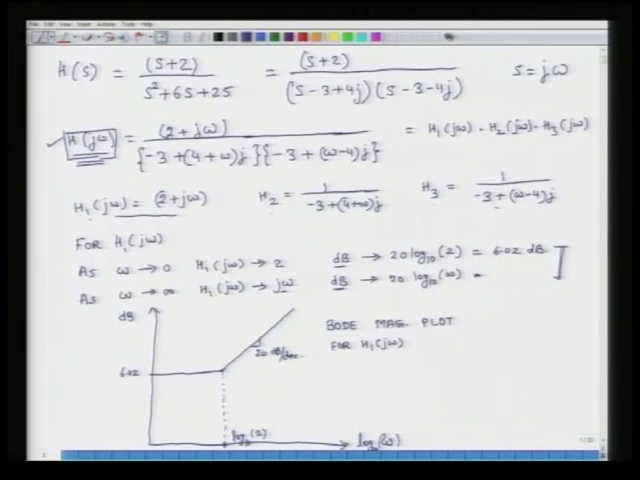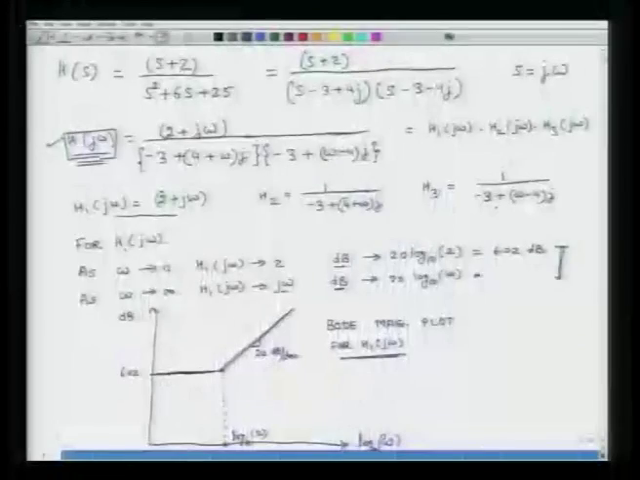So this is my high frequency asymptote, and this is my low frequency asymptote. So this is my Bode magnitude plot for H1 of j omega. Likewise, now I am going to construct a Bode magnitude plot for the H2 and H3 functions.